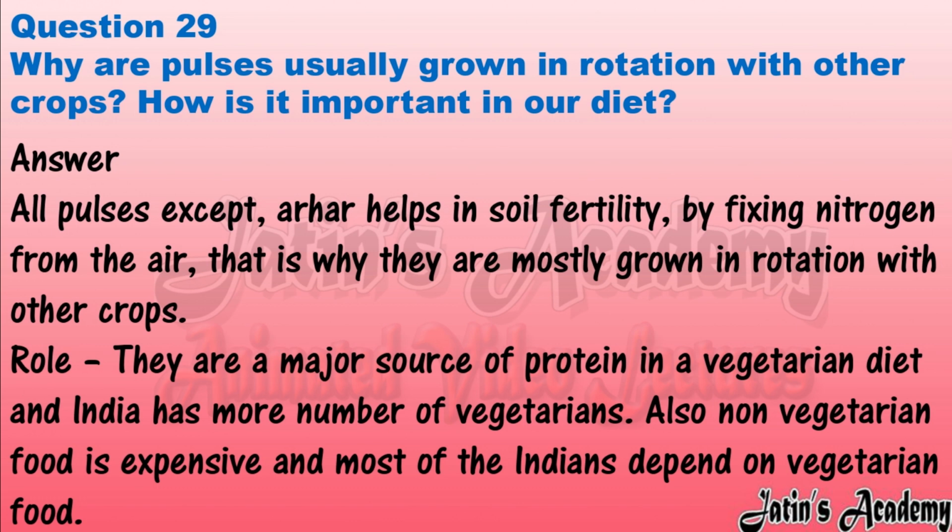Question 29. Why are pulses usually grown in rotation with other crops? How are they important in our diet? Answer: all pulses except arhar help in soil fertility by fixing nitrogen from the air. That is why they are mostly grown in rotation with other crops. Role: they are a major source of protein in a vegetarian diet, and India has a large number of vegetarians. Also, non-vegetarian food is expensive and most Indians depend on vegetarian food.